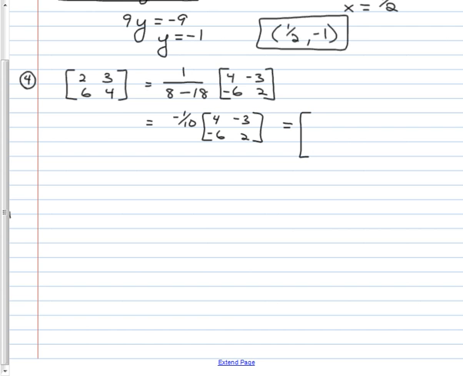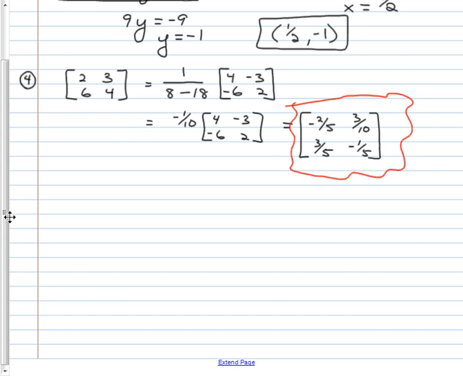So my inverse, let's see, negative 4/10, so that's negative 2/5, positive 3/10, 6/10, so that's 3/5, and negative 2/10, or negative 1/5. Is that what you got? If it's a 3x3 matrix and they ask for the inverse, you may go directly to your calculator.